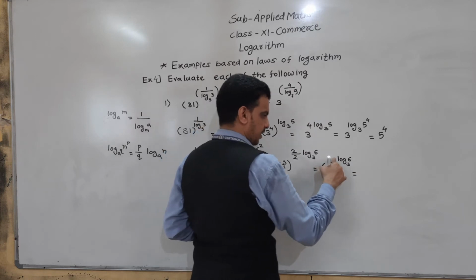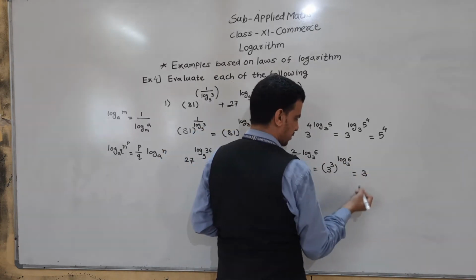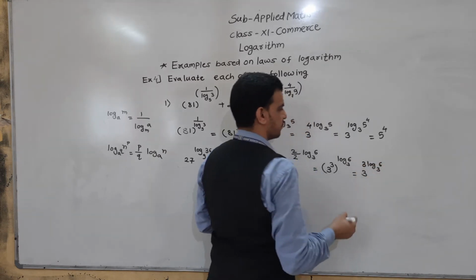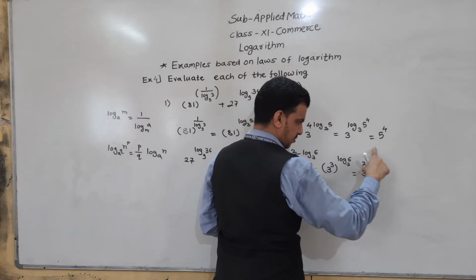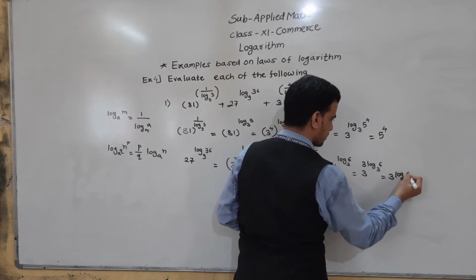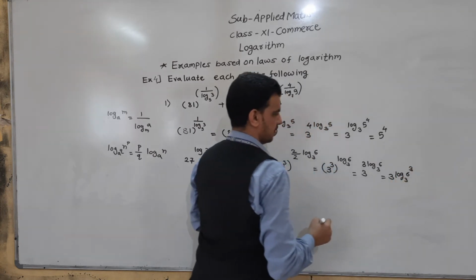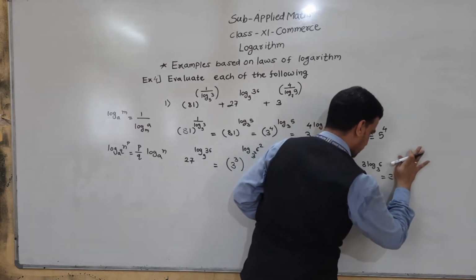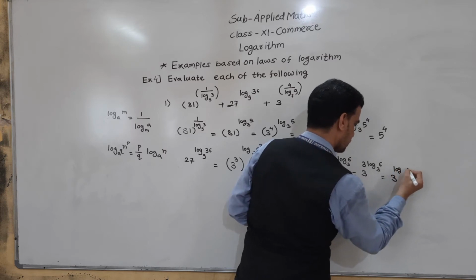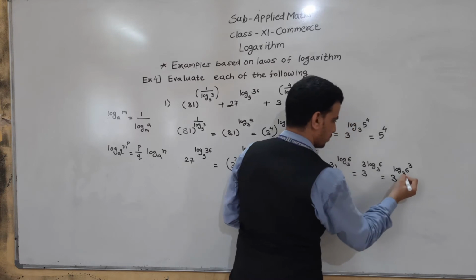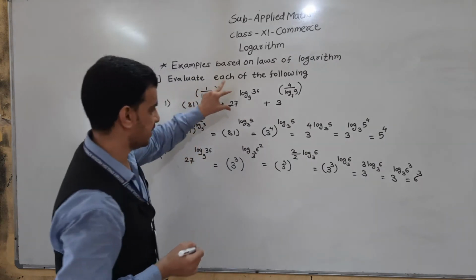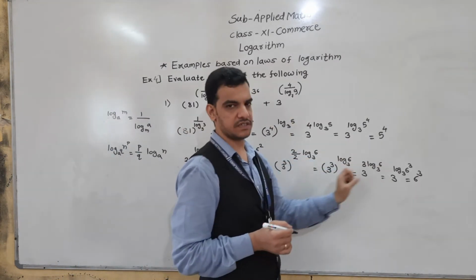Now this 3 we have to multiply here. A raised to m raised to n, so 3 raised to 3 into log 6 to the base 3. Now this 3 becomes power of argument. So 3 raised to log of 6 cube to the base 3. Now this base and this base are the same, so the answer is 6 cube. So the second term, if we simplify, we get 6 cube.